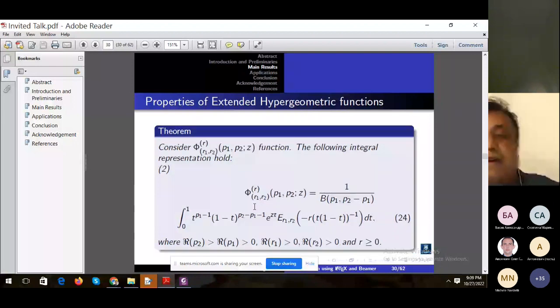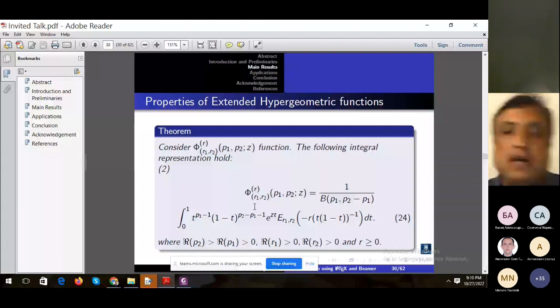This is the integral relation which holds true for the extended confluent hypergeometric function involving the Wiman's function, given by equation number 24. It also holds true for the extended confluent hypergeometric function.